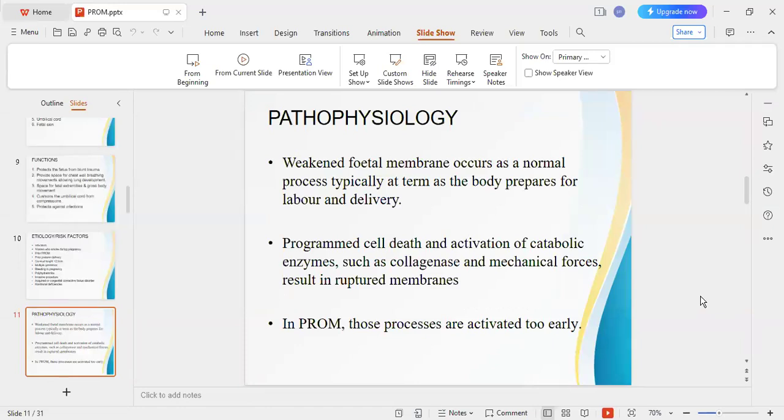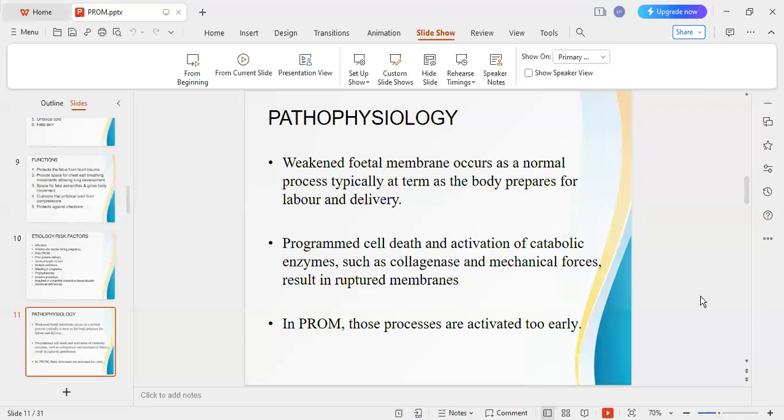So generally, as pregnancy advances, these membranes that we spoke about earlier begin to weaken as it prepares the body for labor and delivery. So there's a programmed cell death where there's activation of enzymes such as collagenase and mechanical forces that leads to this rupture of membranes. Now, when it comes to PROM, these processes are activated too early.